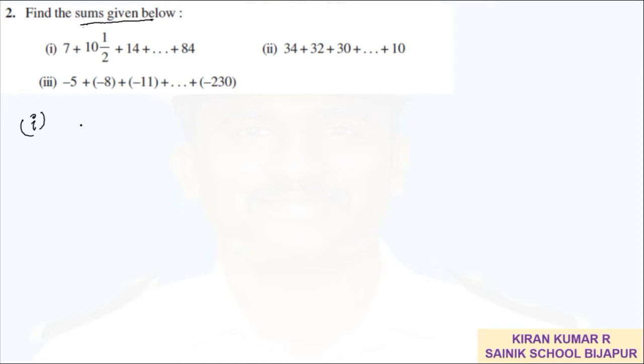In the first one we have got the first term as 7, and the common difference will be the second term minus the first term, 10 and a half minus 7, which will be nothing but 3 and a half, in other words 7 by 2.